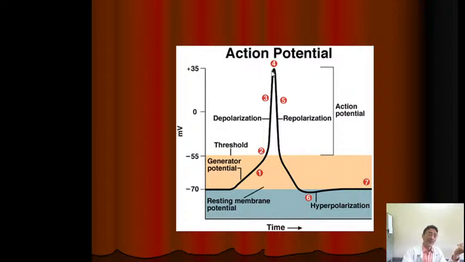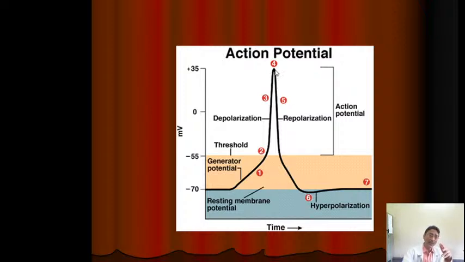At plus 35, two things are happening here. The sodium channels close and the potassium channels begin to open. When the potassium channels begin to open, potassium moves from inside to outside. So it carries positive charges from inside to outside. Loss of positive charges inside the nerve will make it a little negative. So the potential falls back, and it falls back below the resting membrane potential.